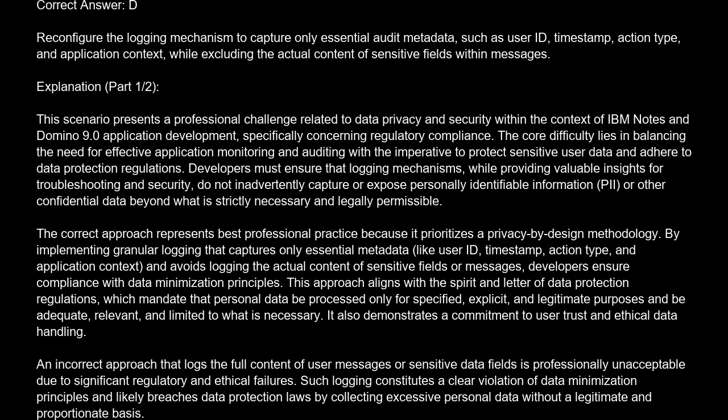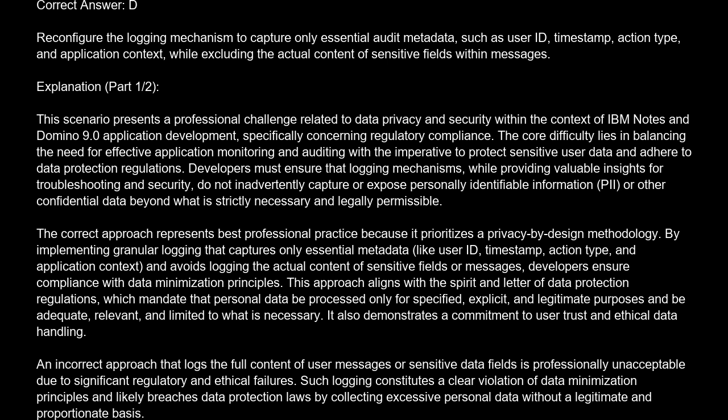The correct answer is D. Reconfigure the logging mechanism to capture only essential audit metadata, such as user ID, timestamp, action type, and application context, while excluding the actual content of sensitive fields within messages.